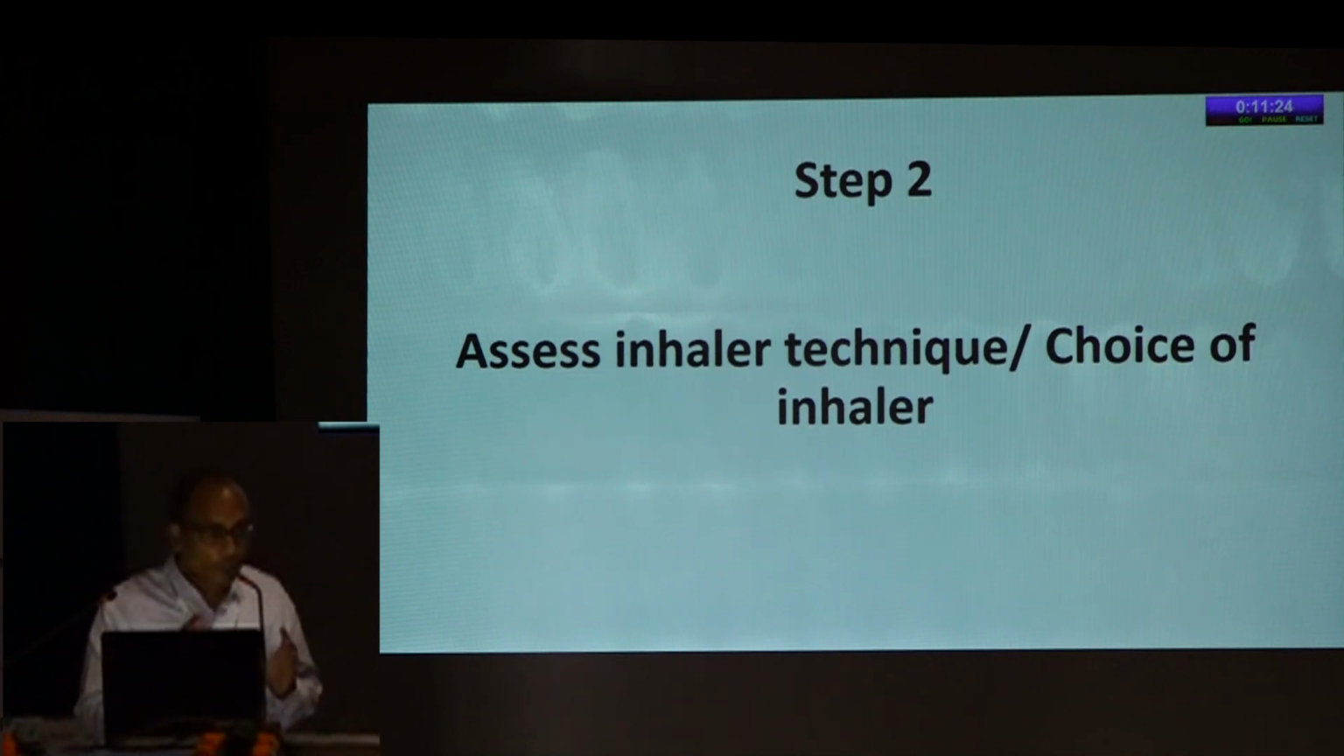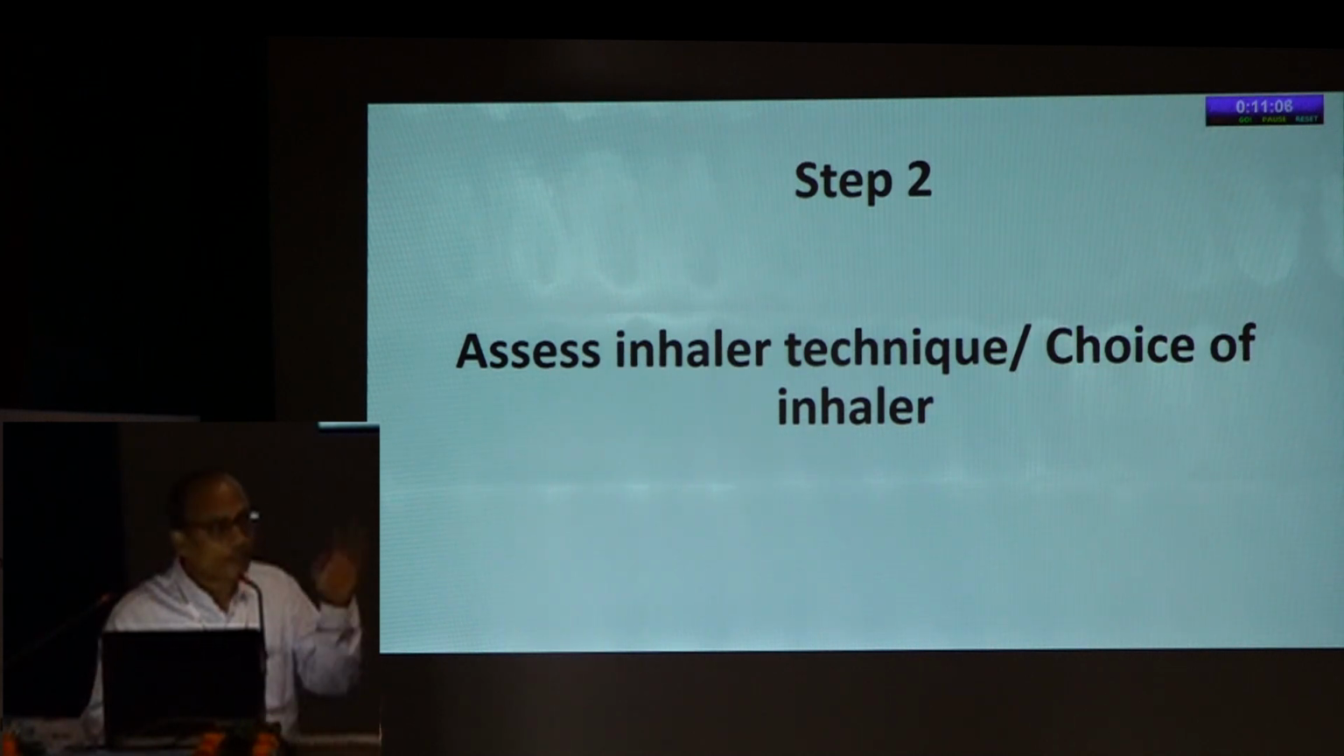Now comes step 2. Now you have confirmed that this difficult asthma is asthma. And the next thing is, the Achilles heel here is the technique. Because we all know how to drink a drug, we all know how to have a tablet, but how to inhale a drug is something which is difficult. Even those who understand once, they forget. So it's a technique which needs repeated emphasis.